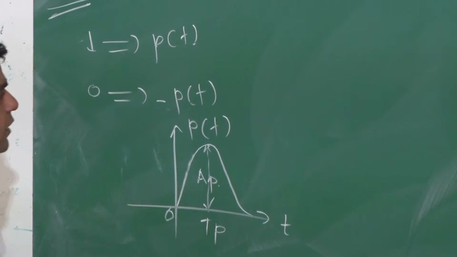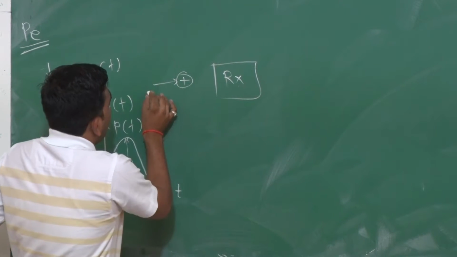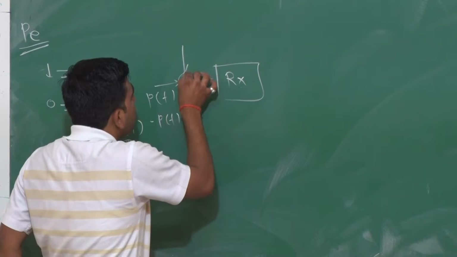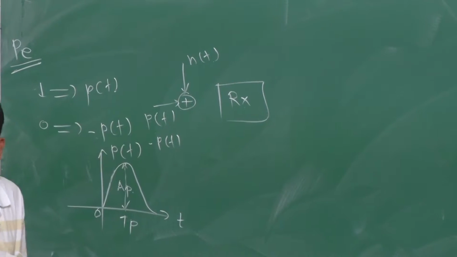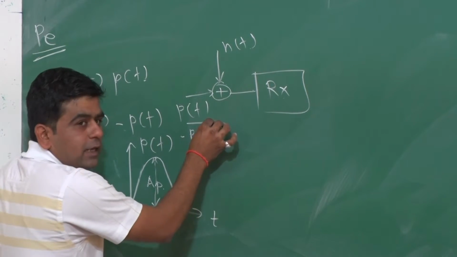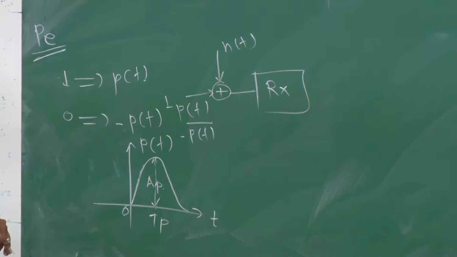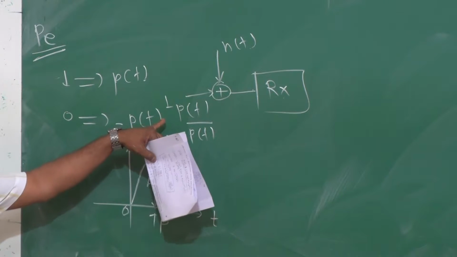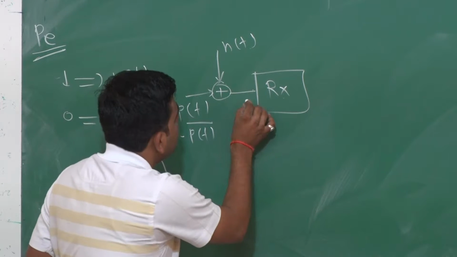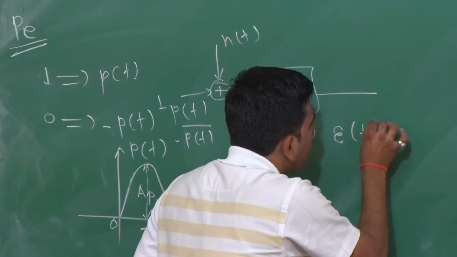Minus p(t). So here, when we consider this is your receiver, either we have to receive p(t) or minus p(t). Noise is going to act on this rectangular pulse, p(t). Due to this noise, suppose this p(t) represents 1, this level gets shifted. When the noise level is higher, this p(t) is transmitted as 1, but due to this noise, it will be read as a 0. So here, this is the input p(t) plus n(t). So at this point, we will get detection error.